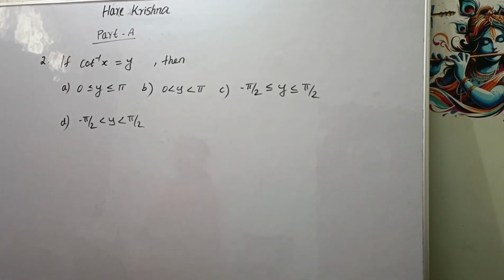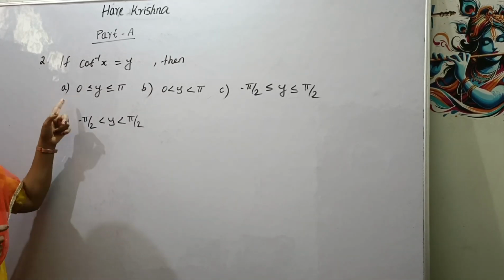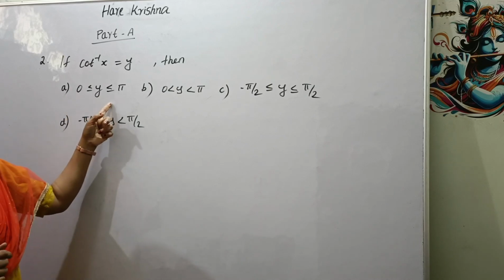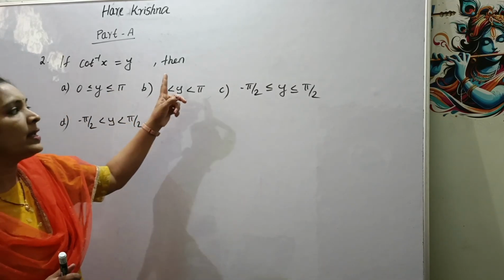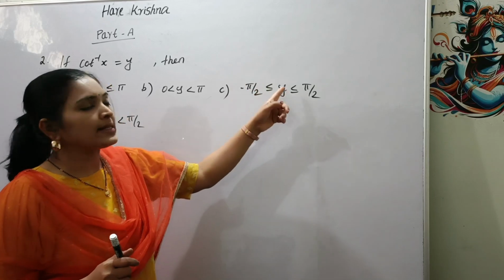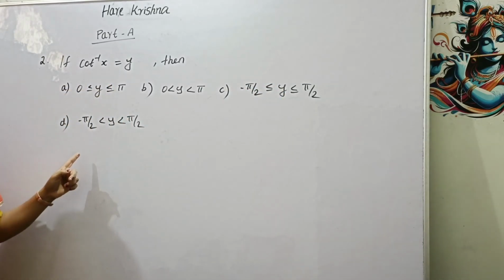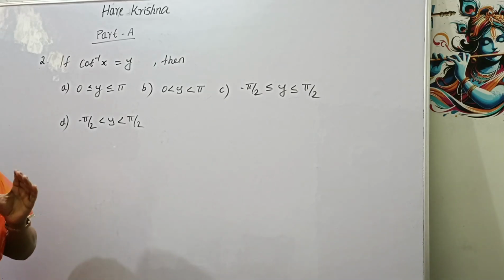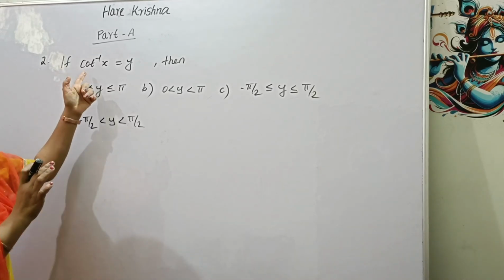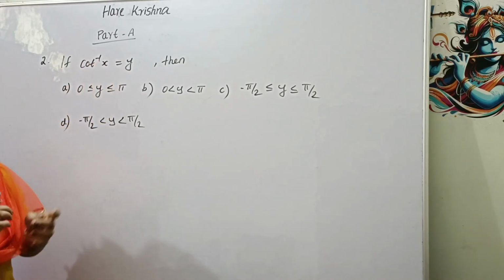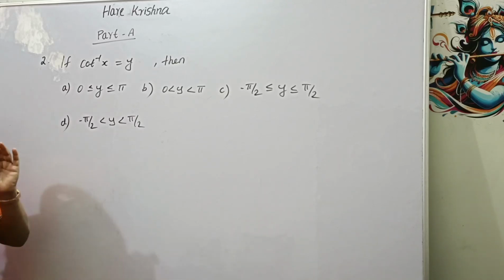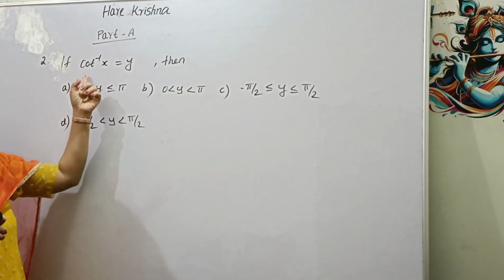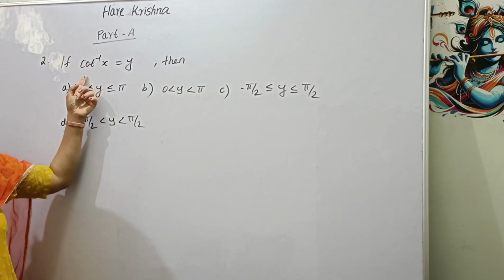Second question. If cot inverse x is equal to y, then the options are: 0 ≤ y ≤ π; 0 < y < π; −π/2 ≤ y ≤ π/2; −π/2 < y < π/2. Here the function is cot inverse x equal to y. We know that x is the domain of the cot inverse function, and y is the range. So we have to write the range of the cot inverse function. Note it down.